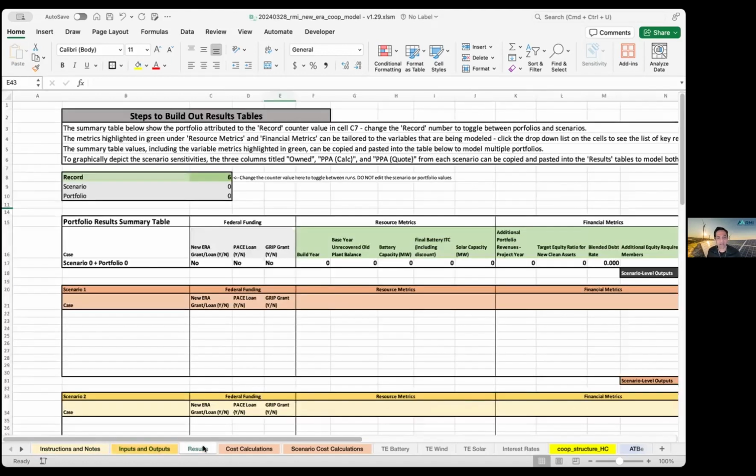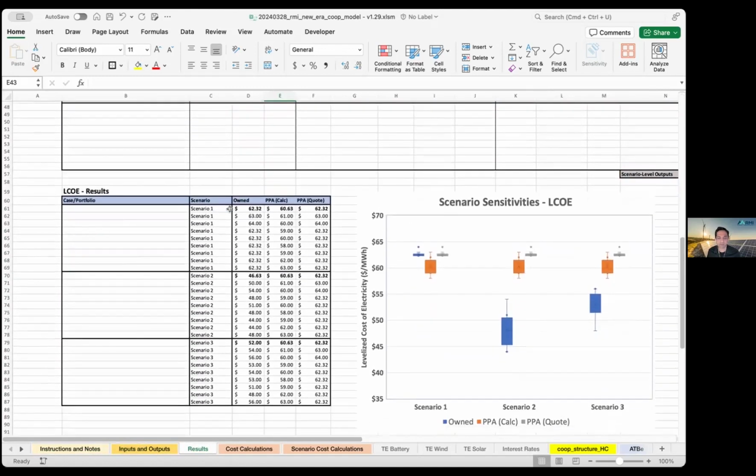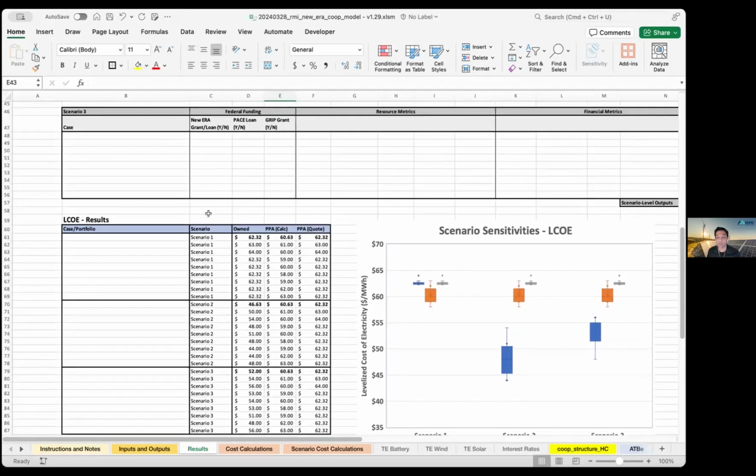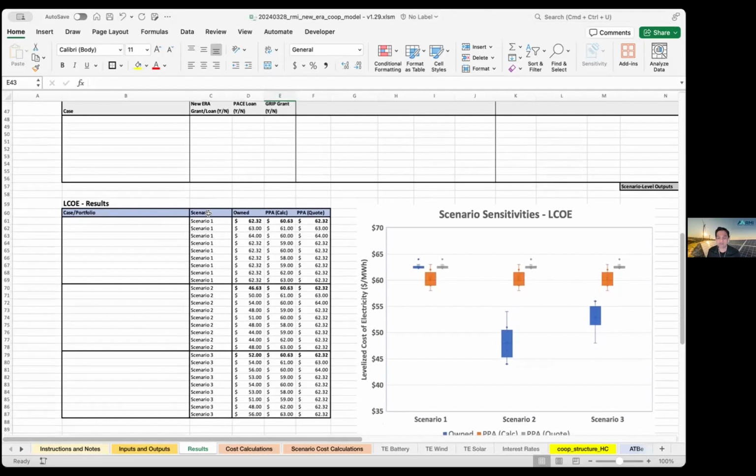Finally, I wanted to flag that we also have a results tab where you can look at the results from different records, scenarios, and portfolios that you've recorded using the model and compare them and build out charts to graph some of the sensitivities of your outputs to different changes in your input parameters as embodied in different scenarios.